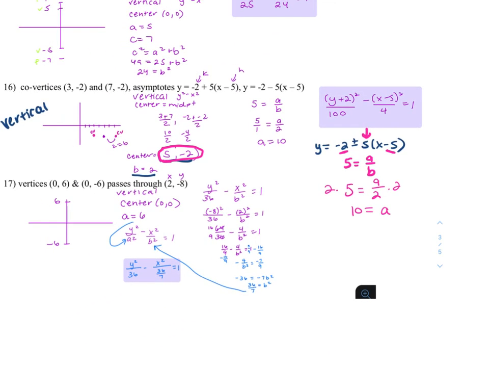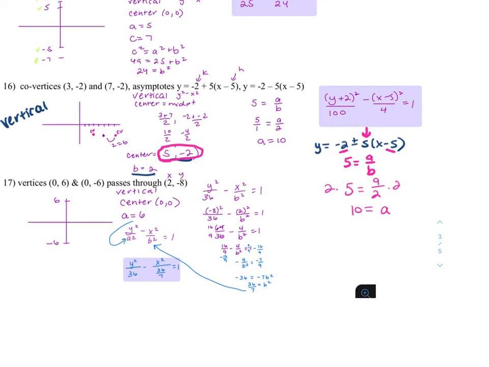So now I have the A, I have the B. I know that it's vertical because it was the co-vertices on the horizontal. You're good from there. Yeah, okay.